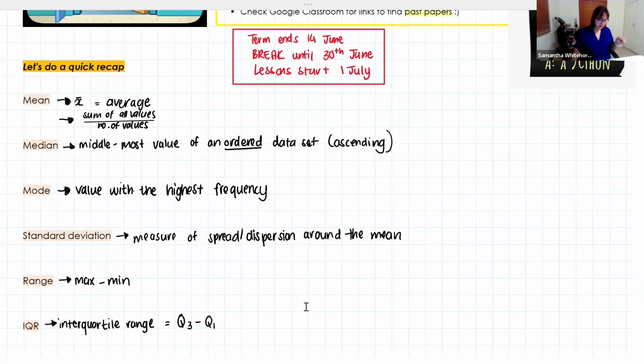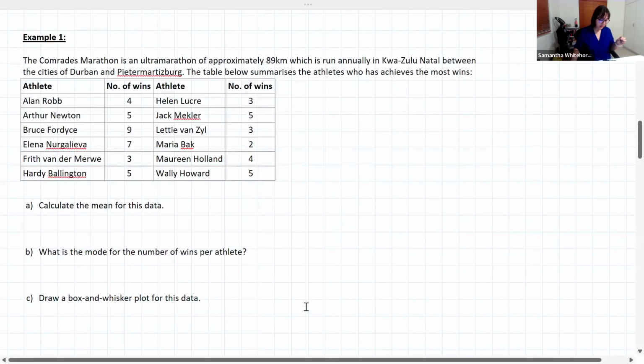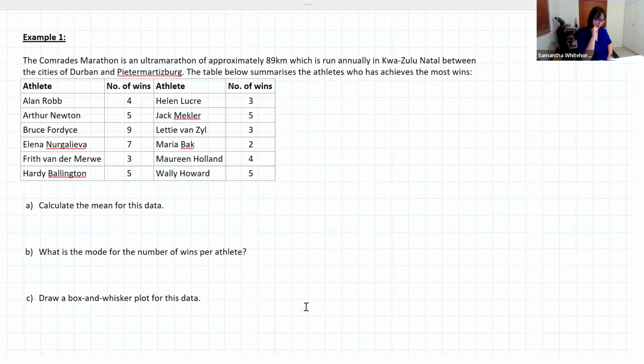Right, so for this first example, we have some winners of the Comrades Marathon. Let's read through. The Comrades Marathon is an ultra marathon of approximately 89 kilometers, which is run annually in KwaZulu-Natal between the cities of Durban and Pietermaritzburg. The table below summarizes the athletes who have achieved the most wins.